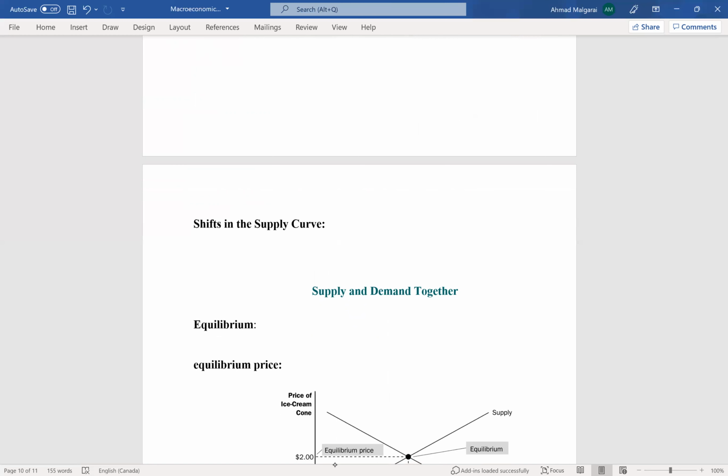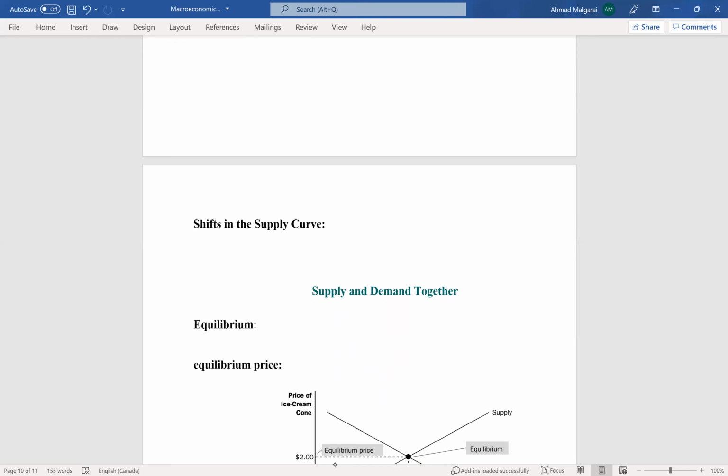The supply curve shows how much producers offer for sale at any given price, holding constant all other factors that may influence producers' decision about how much to sell. For instance, input prices, especially oil in the macro context, and also technology, expectations, and the number of sellers in the market. When any of these other factors changes, the supply curve will shift.